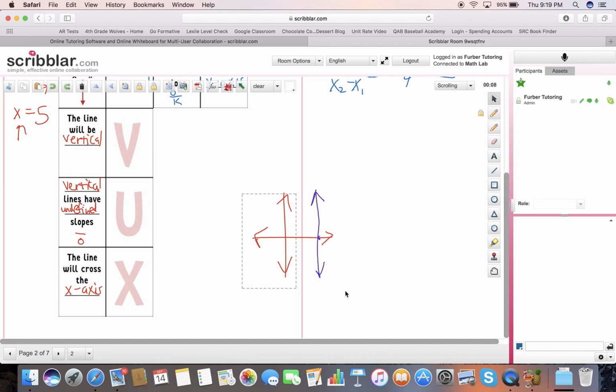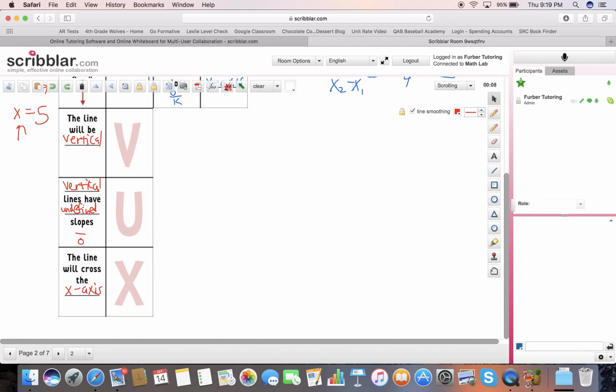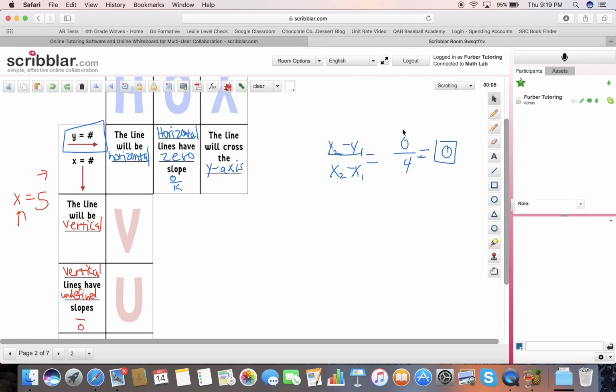So HOY and VUX are going to be used frequently whenever we have an equation that only has an x or only has a y. If you see an equation that has only an x or only a y, that is your clue that you are dealing with either horizontal or vertical lines. They're not sloped like the other lines we've been talking about so far. Now we're going to do some examples in that little booklet in the next video, but I wanted to give you at least an idea of understanding what those words HOY and VUX represent.